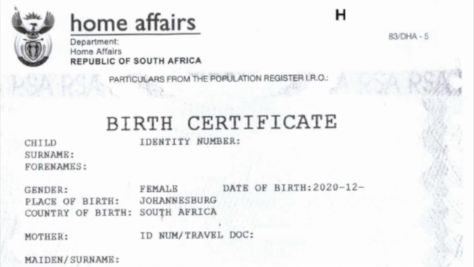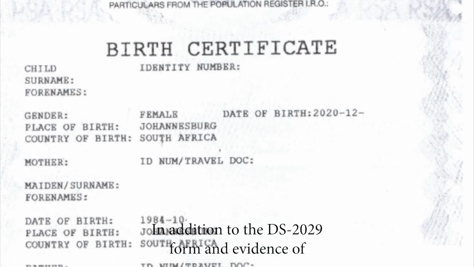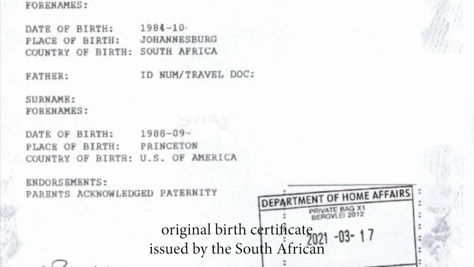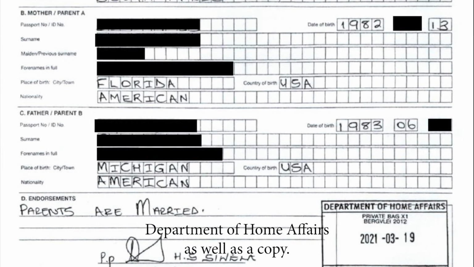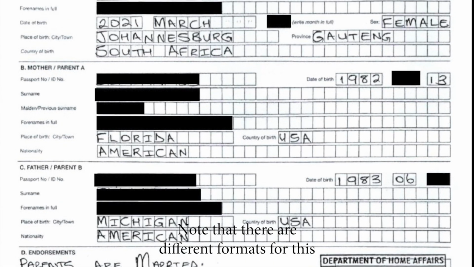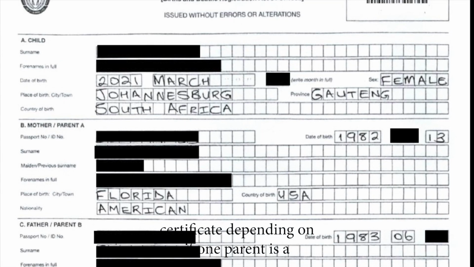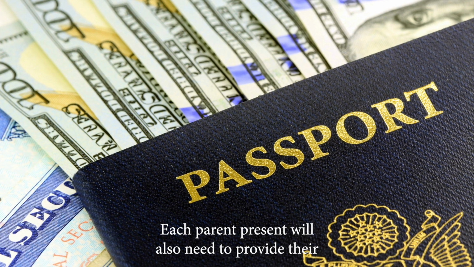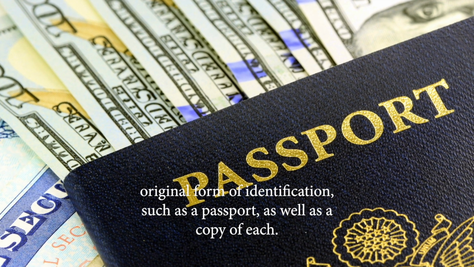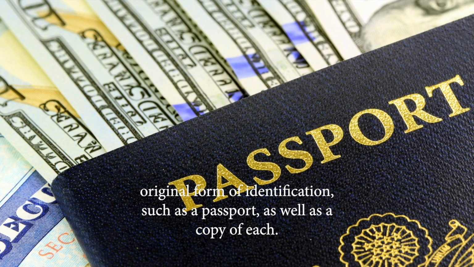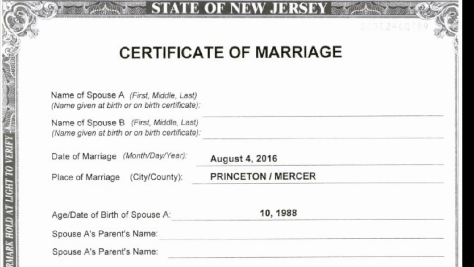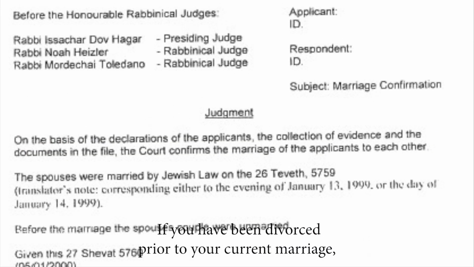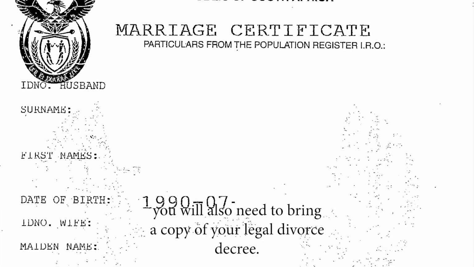In addition to the DS 2029 form and evidence of physical presence, you will be asked to provide the child's original birth certificate issued by the South African Department of Home Affairs, as well as a copy. Note that there are different formats for this certificate, depending on if one parent is a South African national or if both parents are foreign nationals. Each parent present will also need to provide their original form of identification, such as a passport, as well as a copy of each. If you are married, please bring with you the original marriage certificate, as well as a copy. If you have been divorced prior to your current marriage, you will also need to bring a copy of your legal divorce decree.